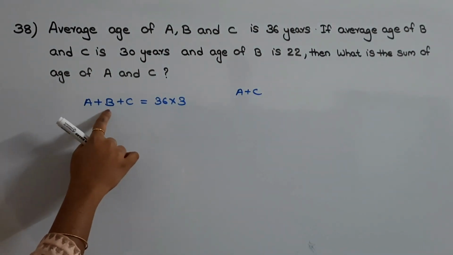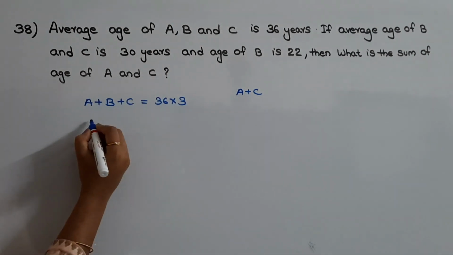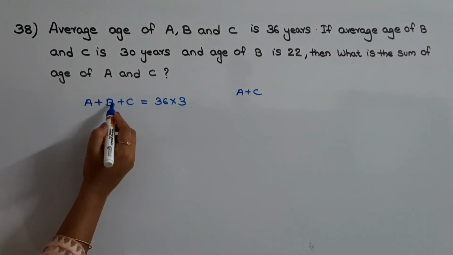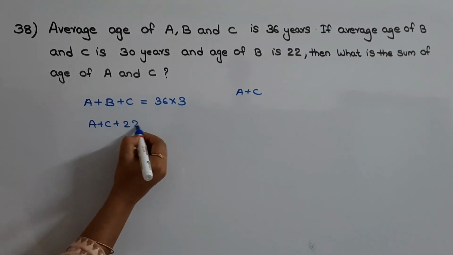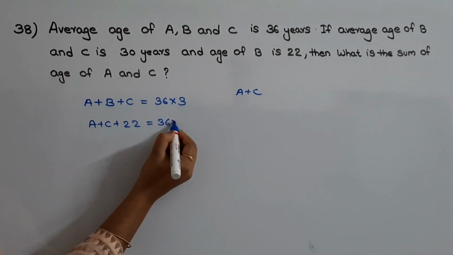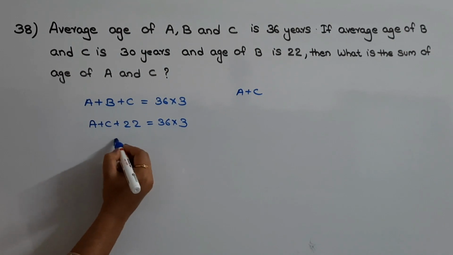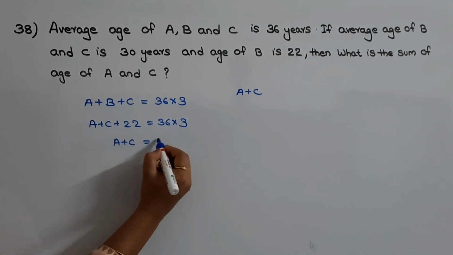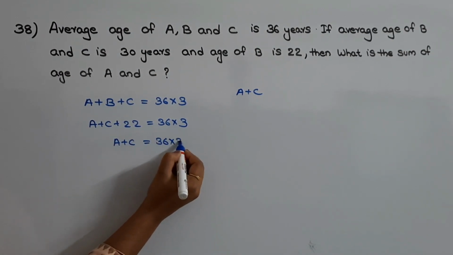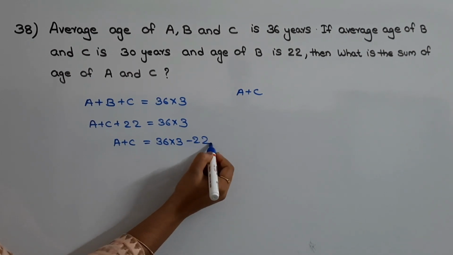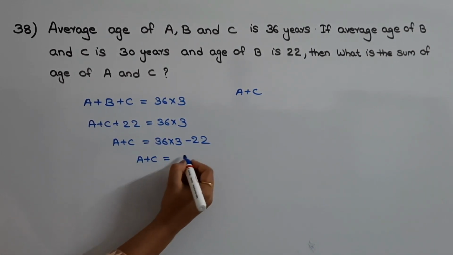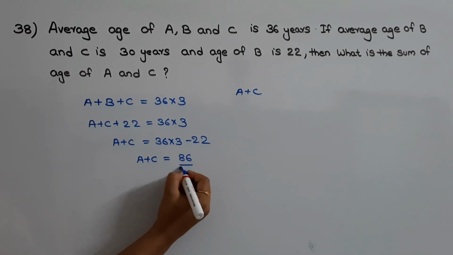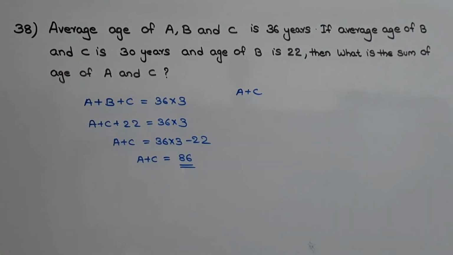The value of B is given as 22. So we can substitute the value of B here. Then A plus C plus 22 is equal to 36 into 3. So from this A plus C will be equal to 36 into 3 minus 22. So on solving this, we will get the value of A plus C as 86. Okay, so this is the answer.